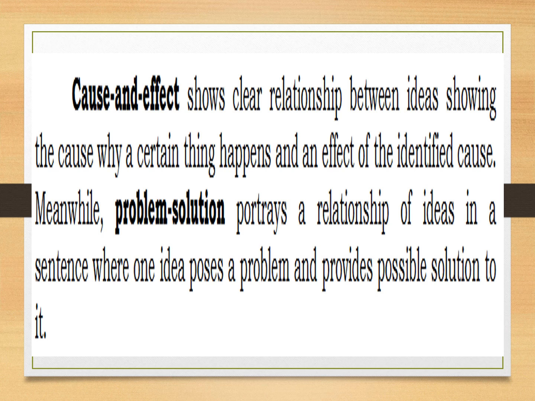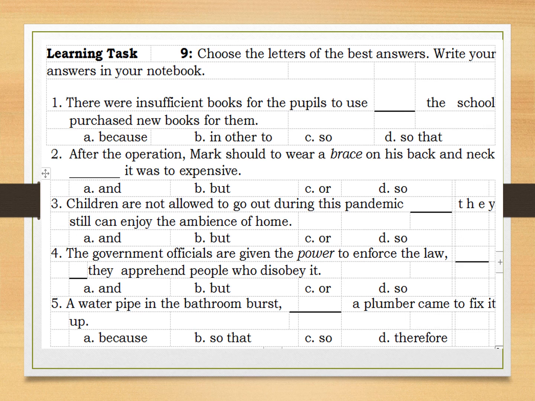Cause and effect shows clear relationship between ideas showing the cause why a certain thing happens and an effect of the identified cause. Meanwhile, problem solution portrays a relationship of ideas in a sentence where one idea poses a problem and provides possible solution to it. And for our learning task 9, choose the letters of the best answers. Write your answers in your notebook.